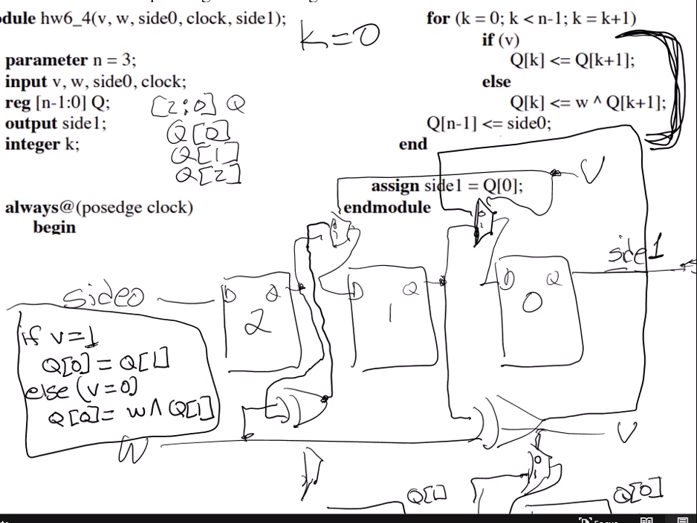Okay. So when V was 1, I needed Q1 to go into the 1 of the multiplexer. Now, when V is 0, that tells me I need the exclusive OR of W and Q1, and that's what goes into the 0. Does that answer the question?